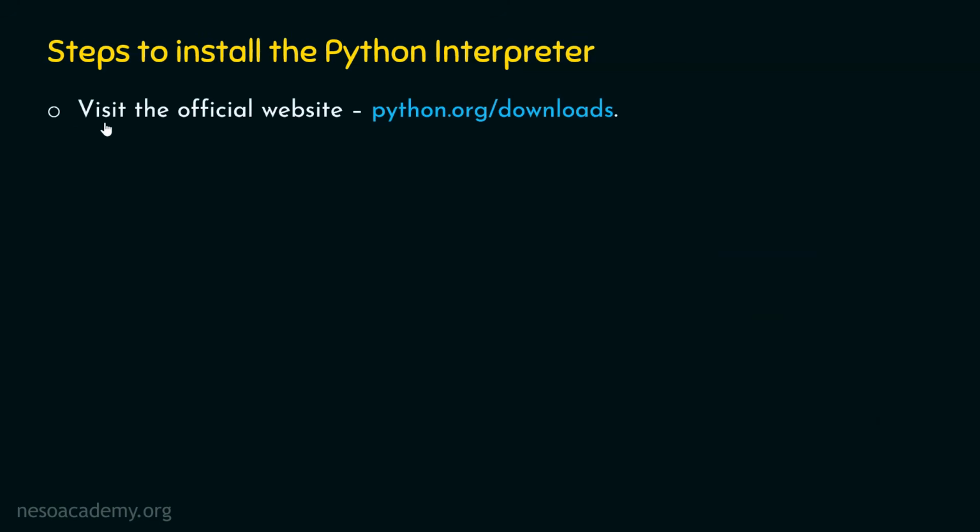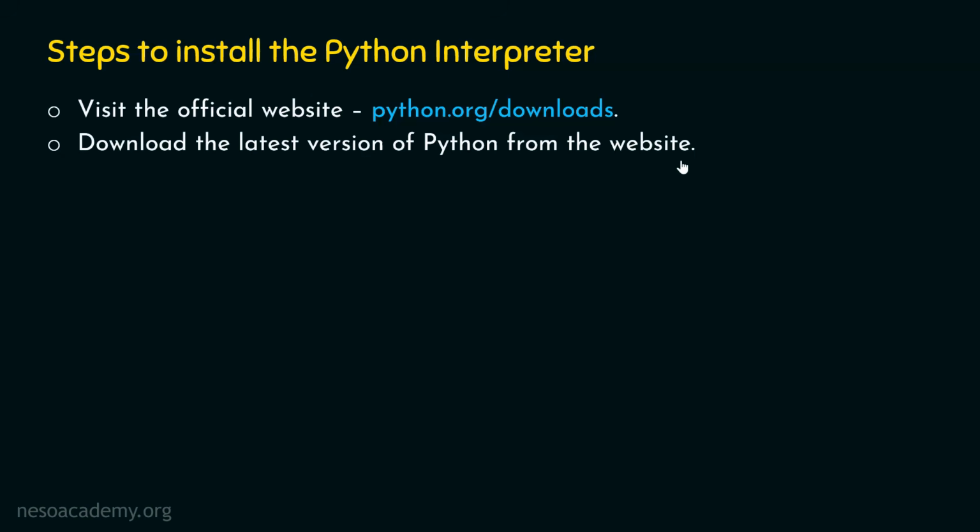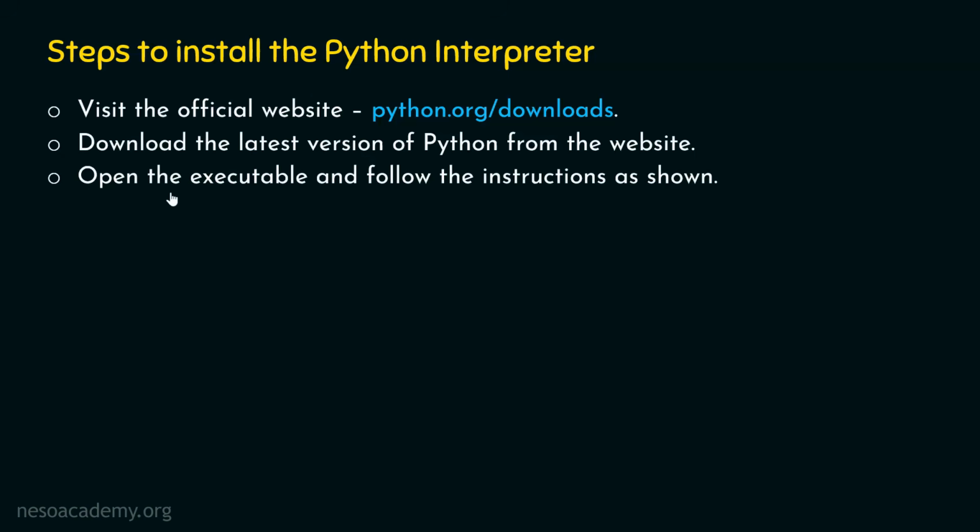The first step is to visit the download section of the official website, which is python.org/downloads. Then we need to download the latest version of Python from the website. And finally, we need to open the executable and follow the instructions as shown. After following all these steps, we'd be able to install Python on our computers. So let's first open the official website, which is python.org. We need to visit the download section. For this, we need to type in python.org/downloads. Let's open this website.